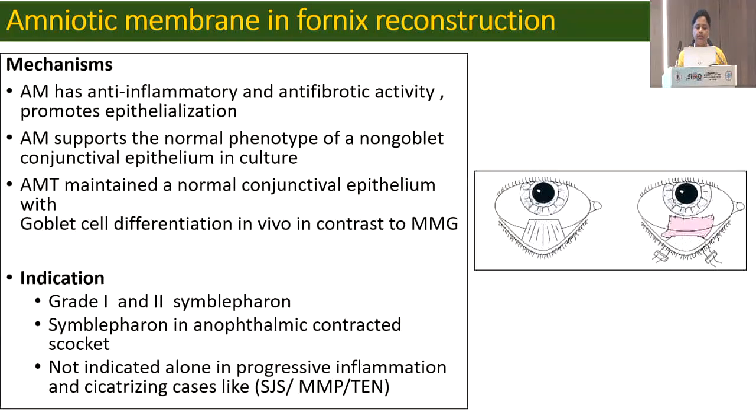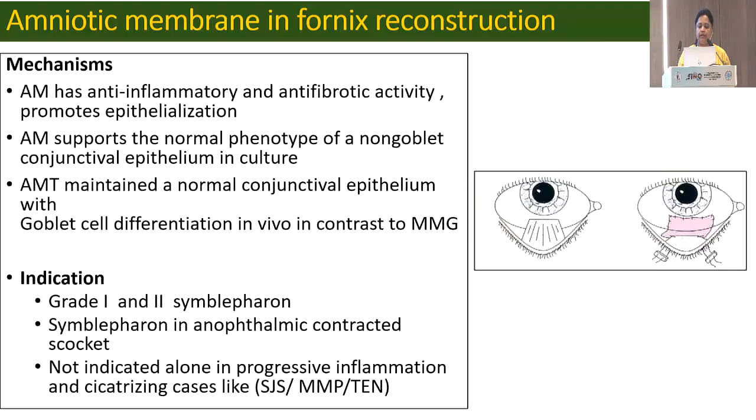First is amniotic membrane in fornix reconstruction. How does it help? Amniotic membrane has anti-inflammatory, anti-fibrotic activity that promotes epithelialization. It supports the normal phenotype of non-goblet conjunctival epithelium in culture. It maintains a normal conjunctival epithelium with goblet cell differentiation in vivo, in contrast to MMG. So this is the advantage of amniotic membrane over mucous membrane grafting.